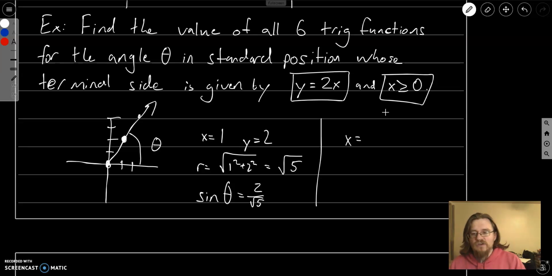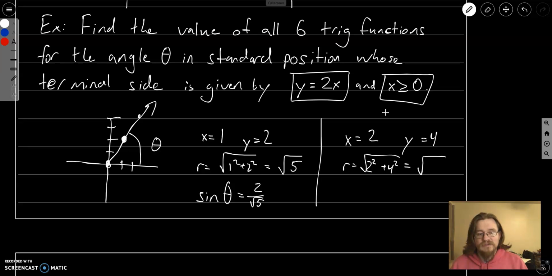So x is going to be 2. Y, we've gone up 4 now. Let's find r. Again, r will be 2 squared plus 4 squared, and we'll take the square root of everything. 2 squared is 4. 4 squared is 16, so it's going to be the square root of 20. We'll notice that the square root of 20 is actually going to be 2 root 5. I can pull a 4 out of here. So 20 is 4 times 5. So by taking the square root, it'll be 2 root 5.